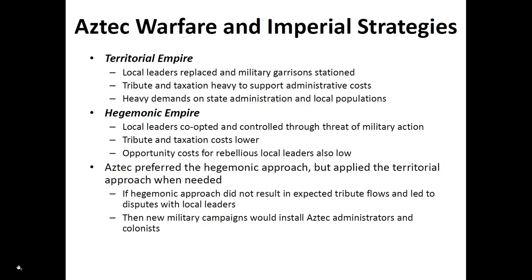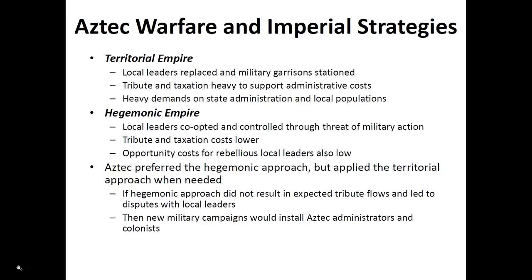An alternate to this is what's called the hegemonic imperial strategy, where local leaders were co-opted and controlled through threat of military action. You may defeat them in a small battle and then convince them to surrender and become part of the Aztec Empire. If you're cooperative and surrender quickly, we will leave you in your position of power, allow you to administer things for us. You have to pass on tribute and taxes to the empire, but it allows local leaders the option of maintaining their position.